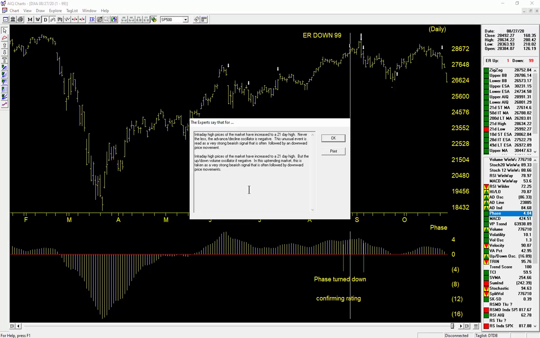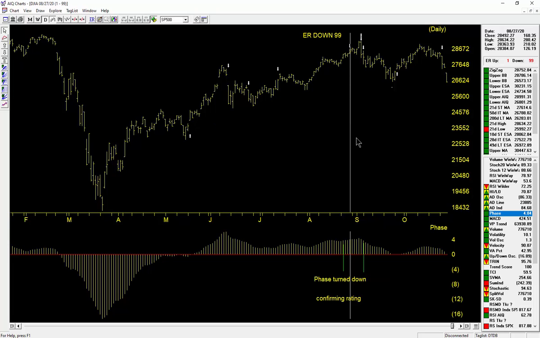The second rule that fired on that rating was intraday high prices, again at a 21-day high, but the up-down volume oscillator, if negative in this uptrending market, is taken as a very strong bearish signal. So both of those contributed to that high expert rating. And the phase itself was really still moving up and didn't turn down until we got the second set of expert ratings. The phase didn't turn down, confirming this, until the 1st of September.